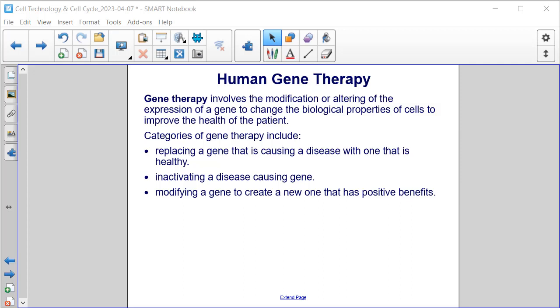Human gene therapy. Gene therapy involves the modification or altering of the expression of a gene to change the biological properties of cells to improve the health of the patient. Categories of gene therapy include replacing a gene that is causing a disease with one that is healthy, inactivating a disease-causing gene, or modifying a gene to create a new one that has positive benefits.